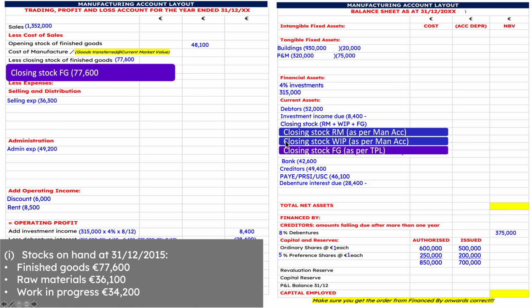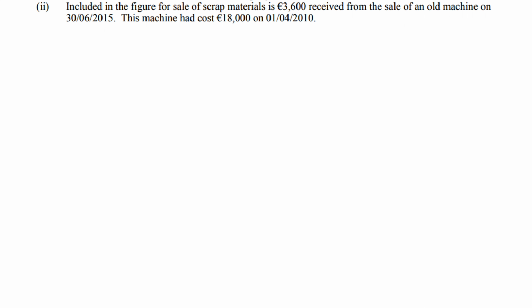Now your closing stock will also go over in your current assets. And what you can do to save space if you want is you can just write raw materials and put the figure down beside it whenever you get the final figure when you're finished the question, and you'll do the same with work in progress and finished goods, and you'll see what I mean by that at the end when you see the question completed.